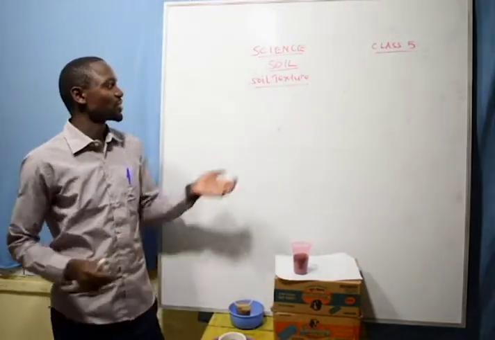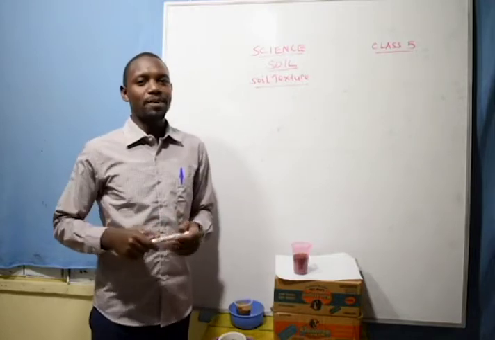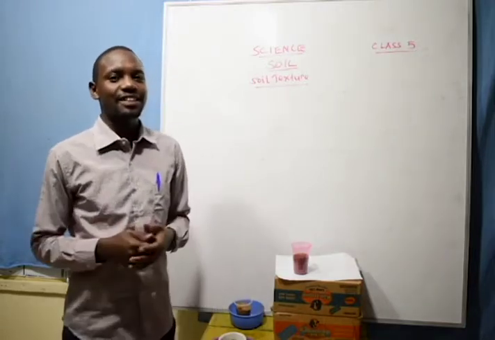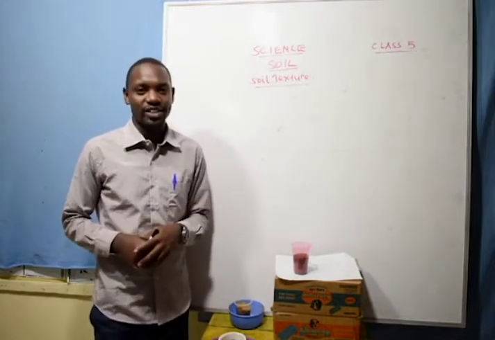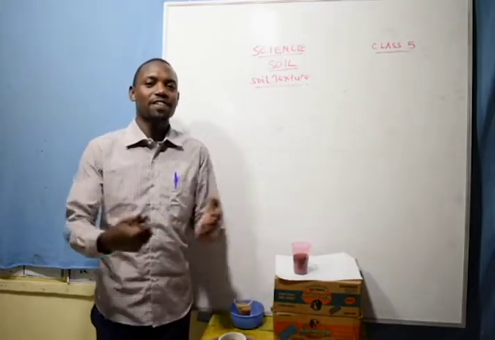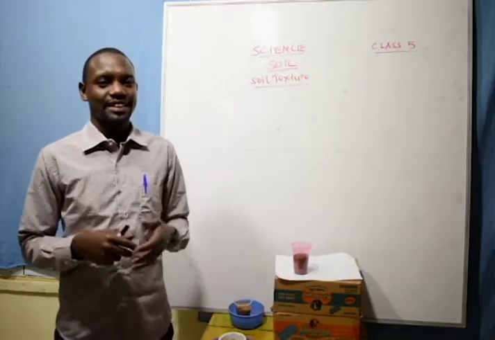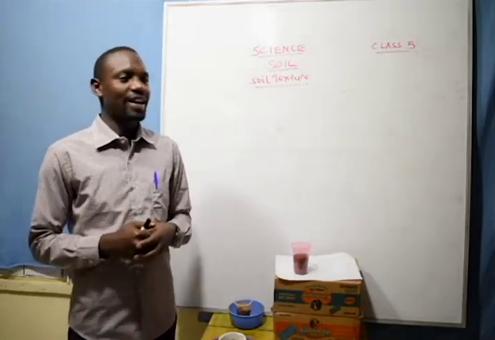This is another unit on soil, whereby in the previous classes, in class 4, in the lower primary, you looked at the 3 types of soils. We said we have the 3 types of soil as sand soil, loam soil and clay soil.